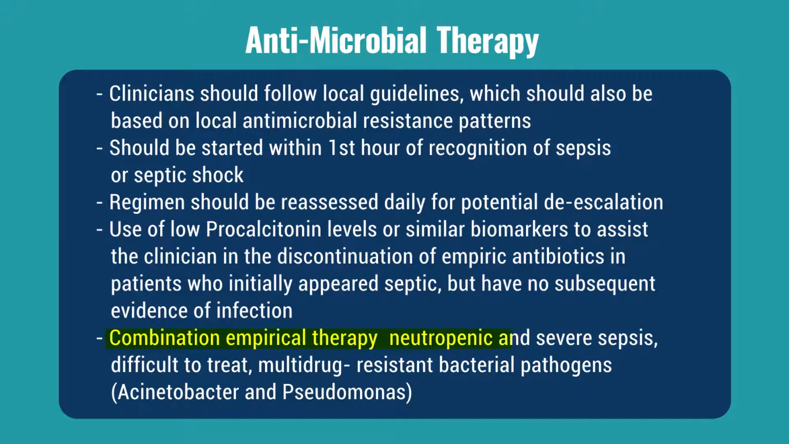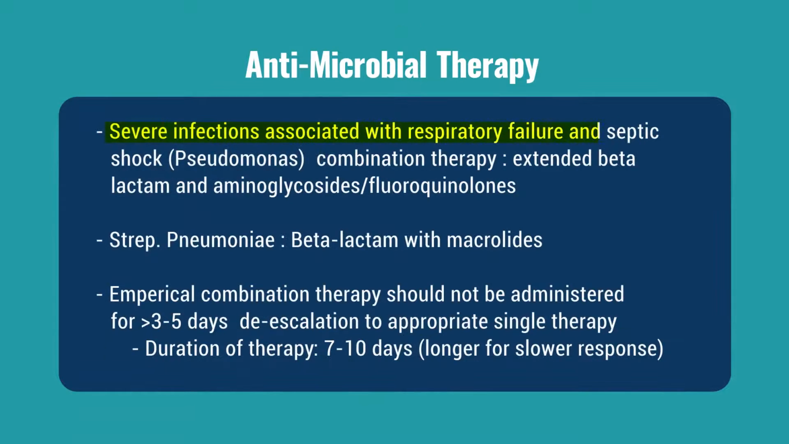Coming to combination empirical therapy. It is important to understand and recognize the subset of patients who would benefit from combination empirical therapy so that they can cover a wide spectrum of infection. Who are these patients? These patients are neutropenic patients, patients with severe sepsis that is difficult to treat, multi-drug resistant bacterial pathogens like Acinetobacter and Pseudomonas, and severe infections associated with respiratory failure and septic shock. So these patients will benefit from combination therapy like extended beta-lactams with aminoglycosides and fluoroquinolones. Another example is for patients suffering from Streptococcus pneumoniae, we usually start them on beta-lactams with macrolides.